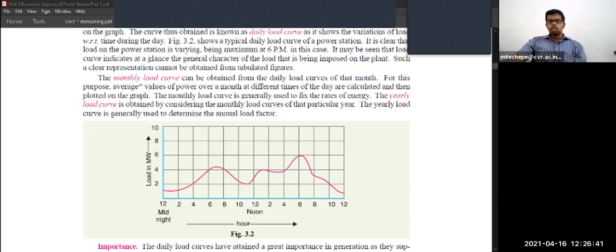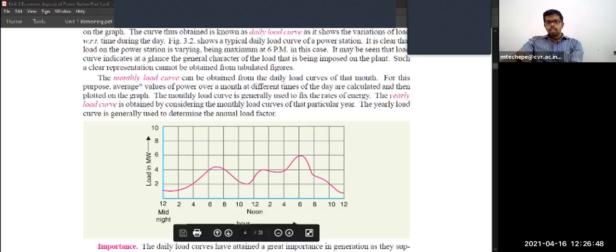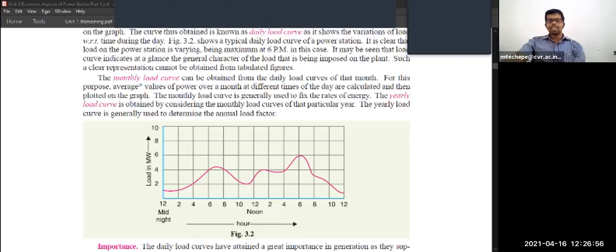Say, for example, 12 to 2, the load at this particular time is very low, so we can switch off some generators. Which generators are optimal? Optimal generators means least cost generators. So we can switch on hydro, wind, or other renewable energy resources at this particular time.